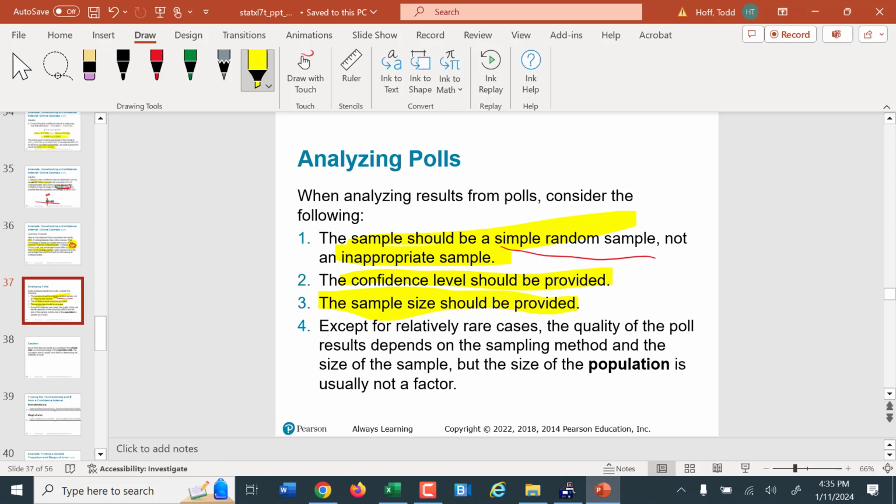And then, in rare cases, the quality of the poll results depends on the sampling method and the sample size. The size of the population is not a factor. So as long as they took a decent sample size, the size of the population really doesn't matter. In this case, 950 is more than an adequate sample size. In most cases we don't know anything about the real size of the population anyway. In fact, the only time the population size really becomes an issue is if the sample is too large. If the sample becomes more than 10% of the population, then we might have to make adjustments.